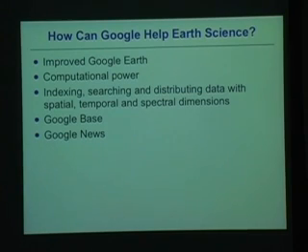Something else, Google Base. It's a very good architecture to distribute data, probably could be tailored specifically for Earth science data. And finally, Google News, in the form of alerting different people about hazards. And this is the end of my talk.